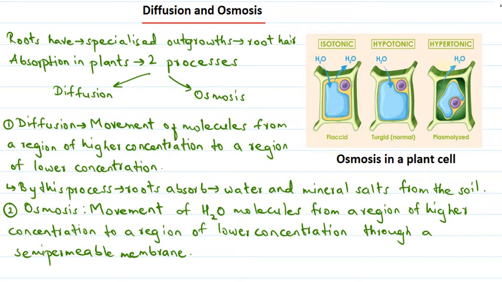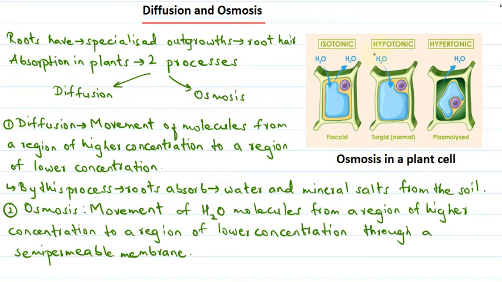Then in hypotonic condition, let's see what happens. What is hypotonic condition? In hypotonic condition, the external solution is more dilute as compared to the cytoplasm inside the cell. So in this case, what happens?